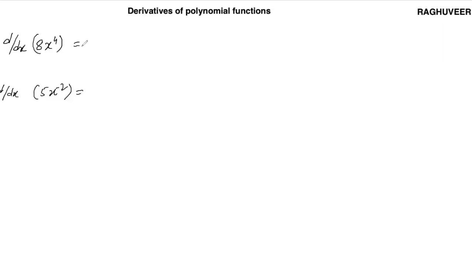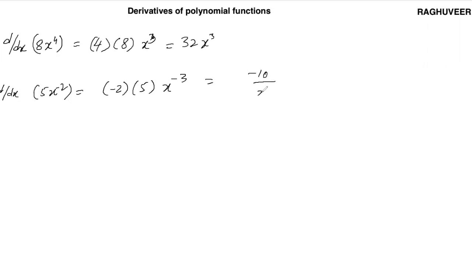Now let us find the derivative of this. So this is 4 multiplied by 8 x to the power of 3, or this is 32 x cube. Okay, now this is minus 2 multiplied by 5 x to the power of minus 3, or you can write this as minus 10 by x cube.